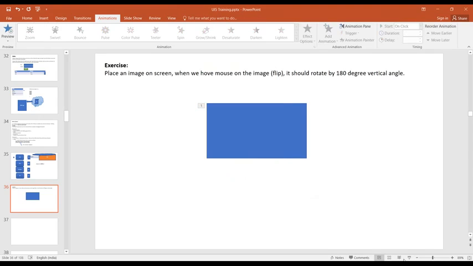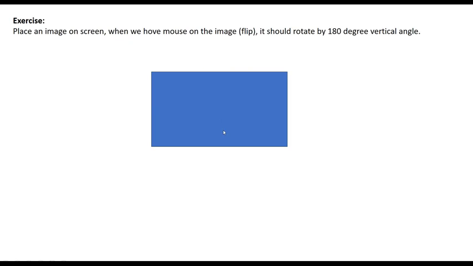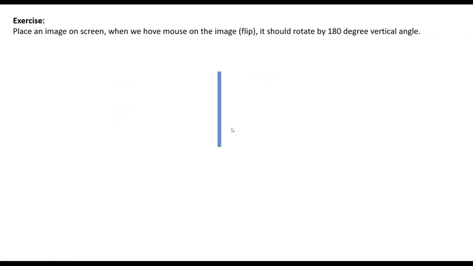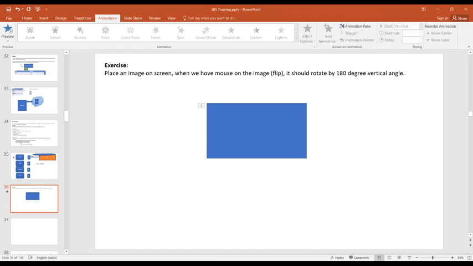Yes, this is the effect. You see, guys, whenever I go here and just click, it's flipping 180 degrees, right? So that's what I want. You see this 180-degree vertical angle. It's flipping the image, doing a flip effect with 180 degrees. That's the kind of example I want you to try and give me the result.